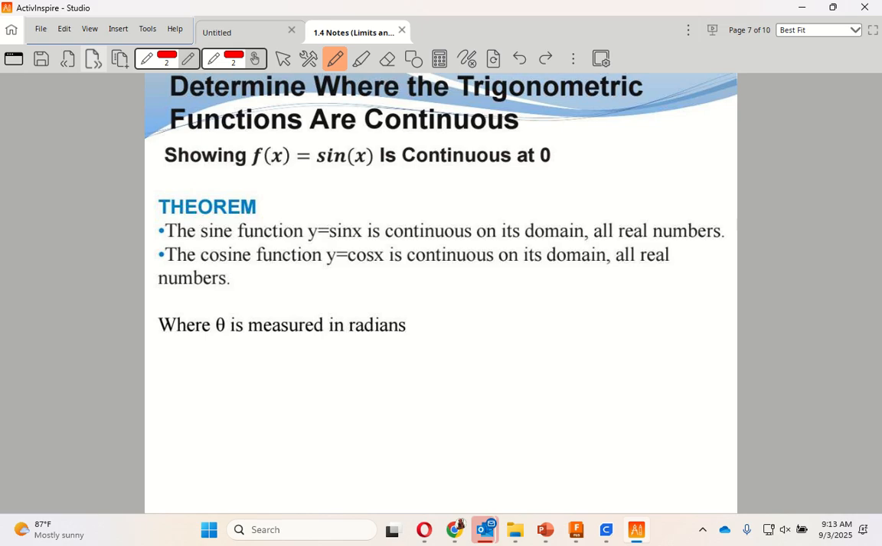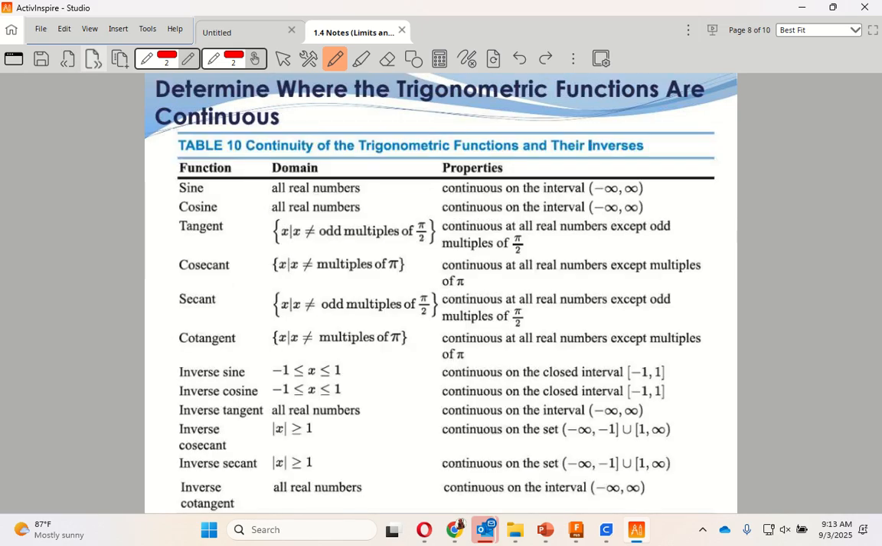Cosine function, same thing, continuous on its domain, all real numbers. Cosine is also a wave that is actually shifted pi over 2 units over. So if I want them to be on top of each other, all I have to do is move the cosine over pi over 2 units, and it would be on top of each other. See all these right here. Now, this is actually going to be important for a lot of these things.